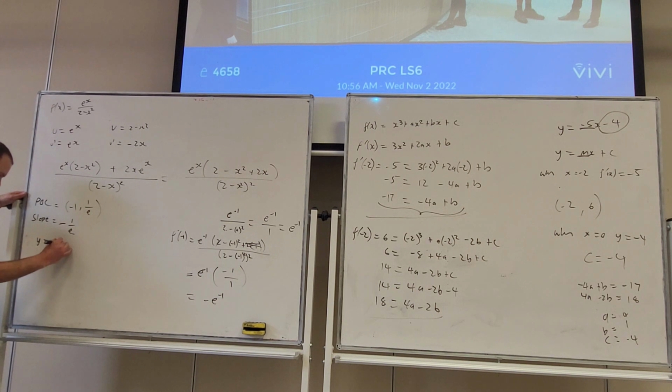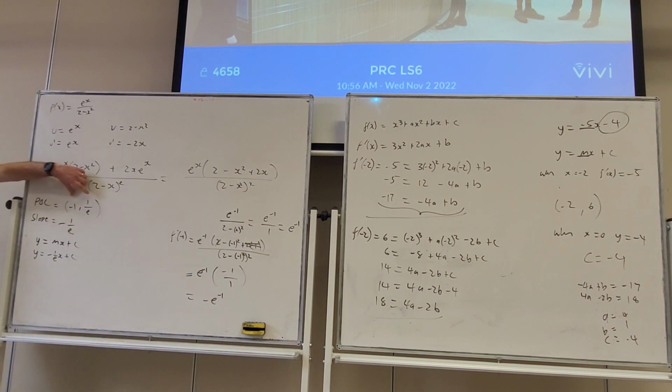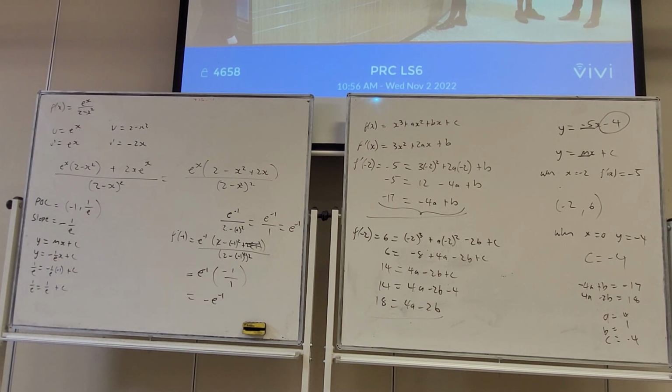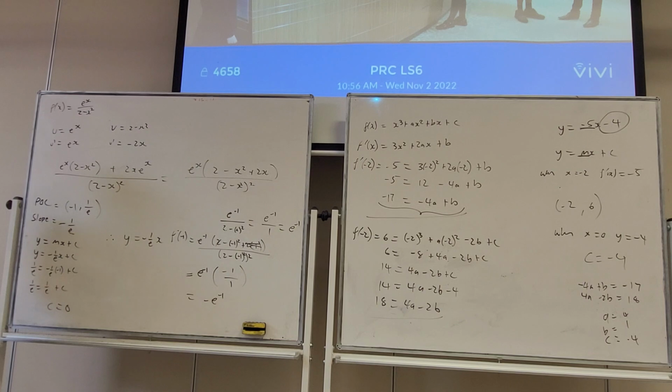We've got y equals mx plus c, where m is minus 1 on e. And we know when x is minus 1, y is 1 on e, so that's the point we're going to substitute in. 1 on e equals 1 on e plus c. c has to be 0. So therefore the tangent is y equals minus 1 on e times x. That's our final answer.